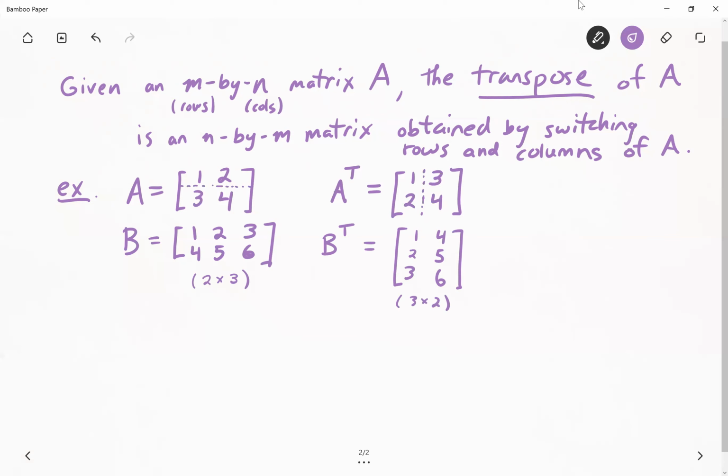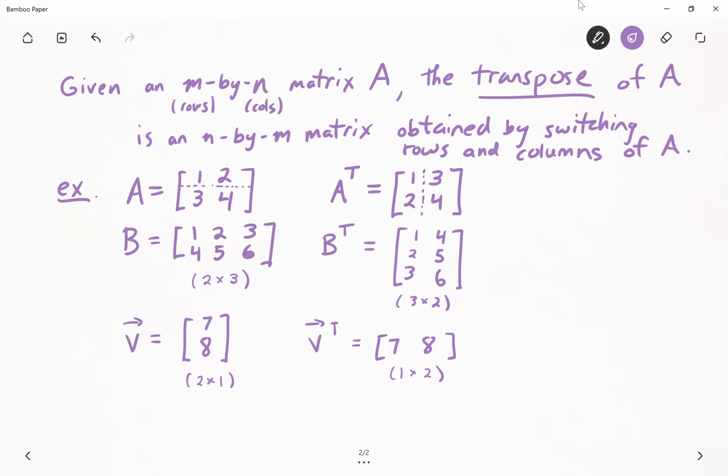And finally, even if you have something like a vector, you can think of a vector as an n by 1 matrix. So for example, if you had the vector 7, 8, you could consider the transpose of this vector. This vector is a 2 by 1 matrix. So you could write the vector transpose as 7, 8, like so. That's a 1 by 2 matrix.